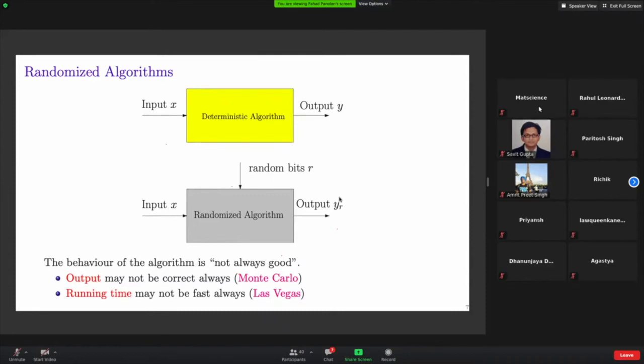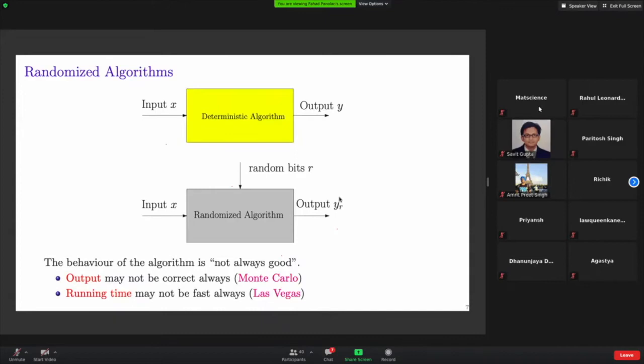So what is the advantage of having variable running time? If the output is always correct, what is the advantage of having variable running time? Ideally, you want your algorithm to output the correct output as well as run fast. If you cannot achieve both of them, then somewhere you need to make a compromise, right? But if most of the time the algorithm runs fast, then also it is good, right?